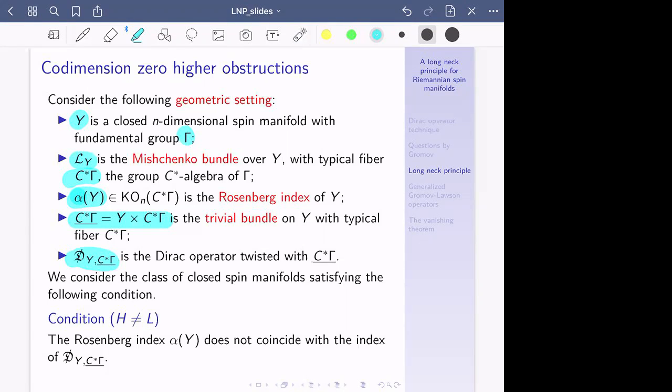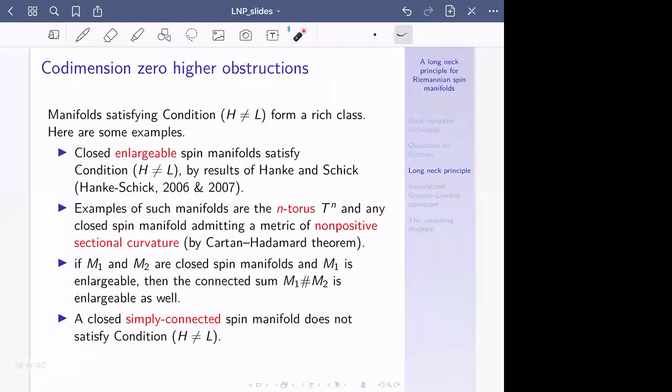And now we want to consider the class of closed n-manifolds satisfying the following condition. We assume that the Rosenberg index does not coincide with the index of the Dirac operator twisted with the trivial bundle with fiber C*-algebra of gamma. So I call this condition H different from L. The intuition here is that there is a discrepancy between the higher index and the lower index. Let me quickly remark that manifolds satisfying this condition H different from L form a rich class.